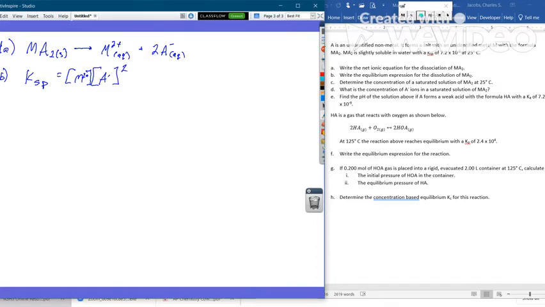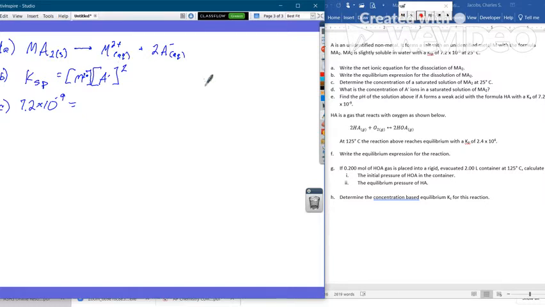Ta-da! Letter C, determine the concentration of a saturated solution of MA2 at 25 degrees. So the value that we have for Ksp indirectly tells us how much of this stuff can dissolve. So at 25 degrees, our K value is 7.2 times 10 to the -9th. And keep in mind, once again, for equilibrium, units we tend to leave out of our calculations. And we need to know, at equilibrium, what will the concentrations of our ions be? So how do we do that?